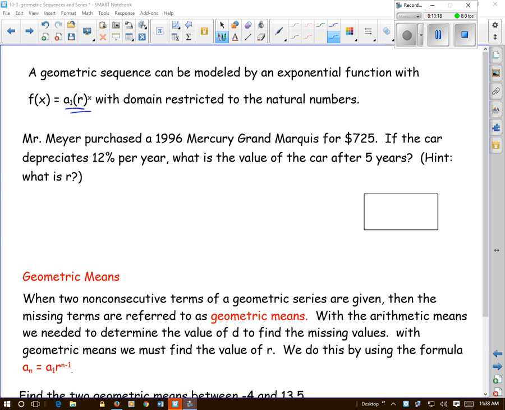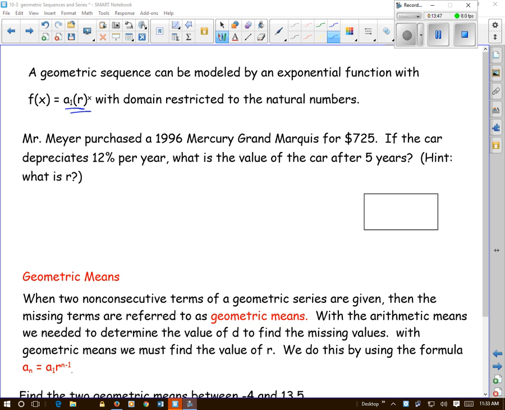So we can use that idea to find: if I purchased a 1996 Mercury Grand Marquis for $725, if it depreciates 12% per year, what is the value? No, I did not buy it in 1996. I do have a '96, and I bought it for $725. Okay. The car depreciates 12% per year. What is the value of the car after 5 years?